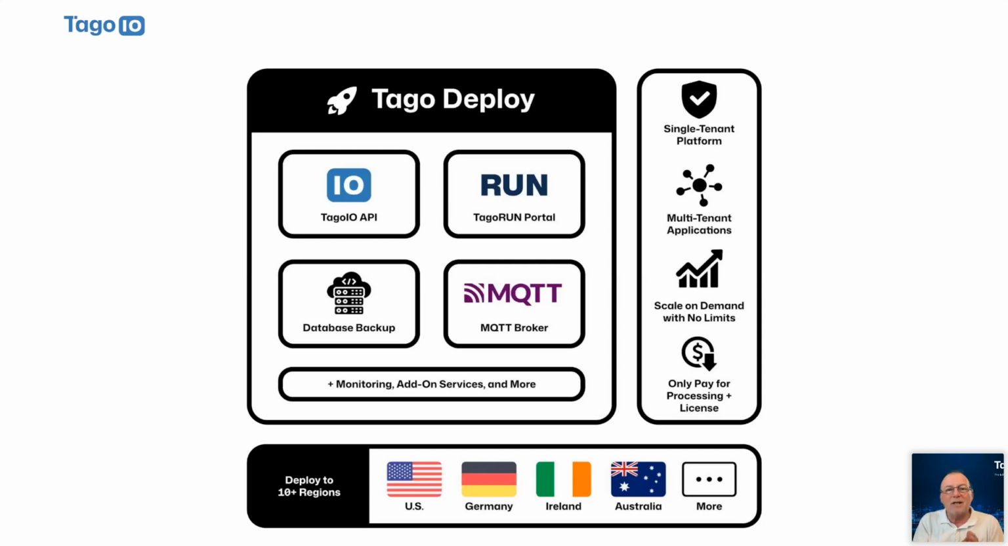So as I said on the right side, single tenant instance, it is running on AWS. You have multi-tenant applications just as you do in traditional TagoIO. You could scale on demand, and the key thing, the one thing that customers really like other than being isolated is there are no limits. What I mean by that is on the multi-tenant, you have hard limits. It depends on what plan you have, scale, starter, but there are hard limits. And some customers run into those hard limits, and I work with them to optimize their application and things like that. But you don't have those limits on TagoDeploy.